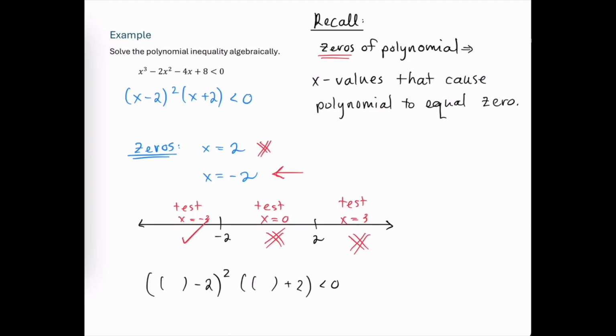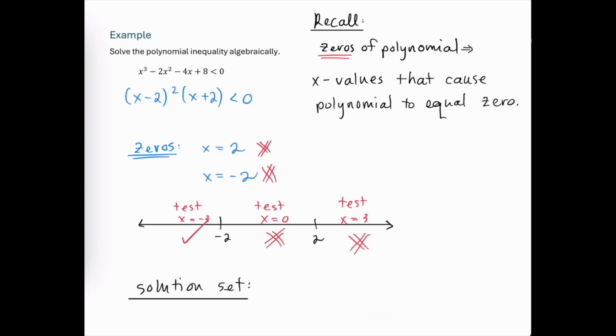And when we test this other boundary point, it's also not going to work because it's going to cause this factor to be 0. And 0 times anything is going to be equal to 0, which is not less than 0. So that one doesn't work either.